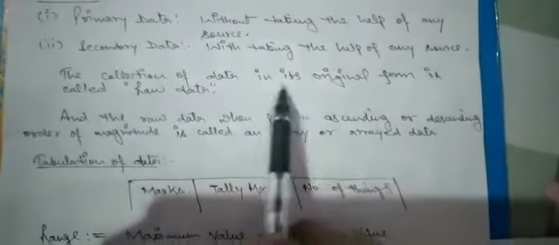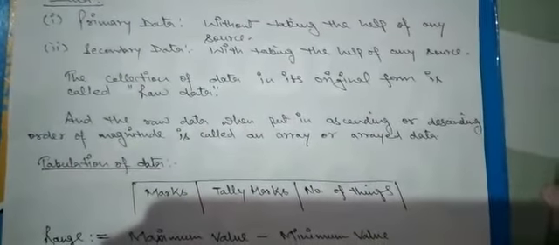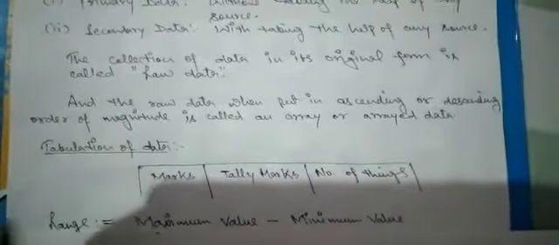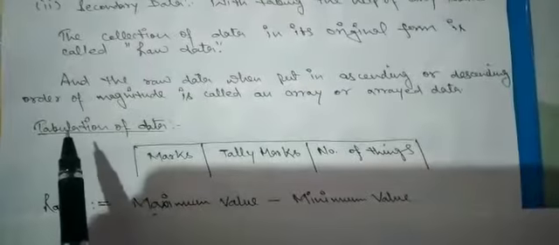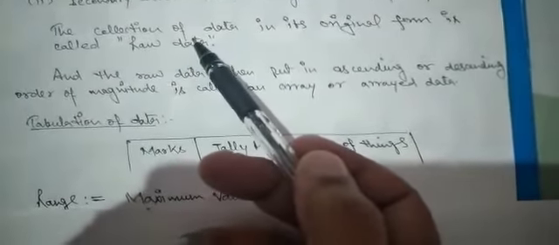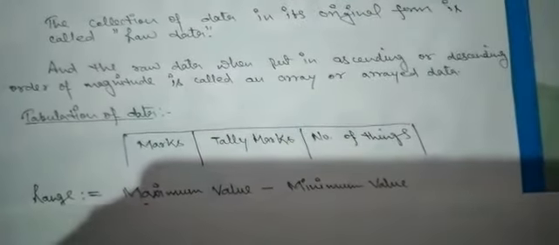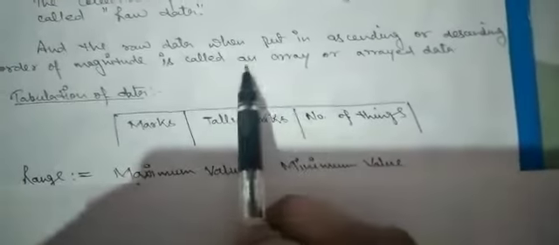The collection of data in its original form is called raw data. That means if you are getting any information in the original form, that kind of data is known as raw data. After that you will have to convert it into either primary or secondary, that depends. And raw data, when put in ascending or descending order of magnitude, is called array data. That means whatever data you are getting, if you arrange that data in either ascending or descending order, that kind of data is known as array data.